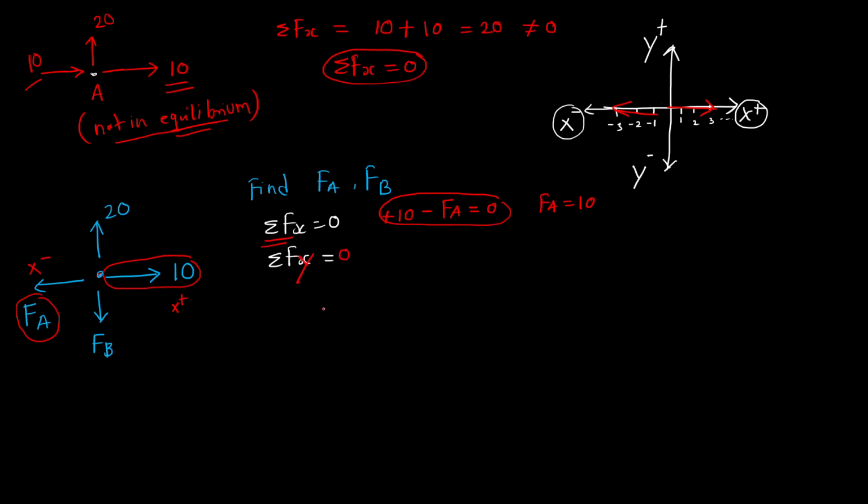Similarly, the second condition is sigma Fy is equal to 0. The same thing applies. This 20 is in positive y direction, so plus 20. And this Fb is in negative y direction, so minus Fb. It is equal to 0. If we solve this, Fb will be equal to 20. This is how we'll use these equations to find the values of unknown reactions.